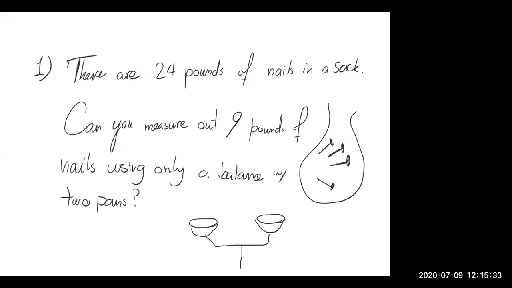So you would put something here. If it's heavier, it would go down. And if the things you have on both sides are equal, then it would be balanced, and no side would be lower than the other one. So we have 24 pounds of nails. We would measure out 9 pounds. How can we use this to measure out 9 pounds? Think for 2 minutes and then unmute yourself and give me the answer.